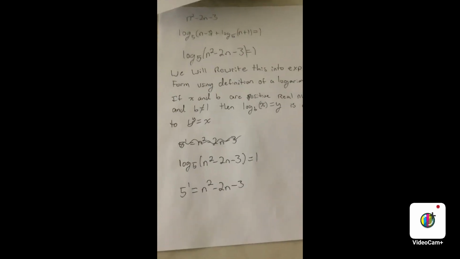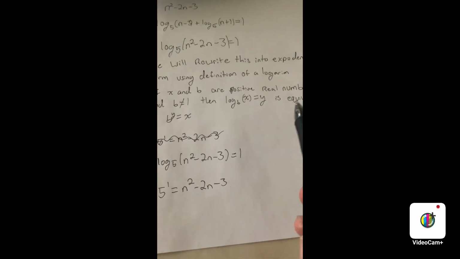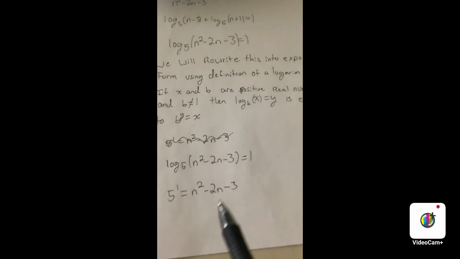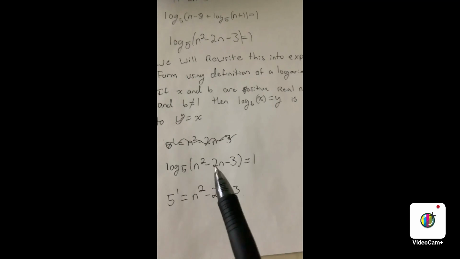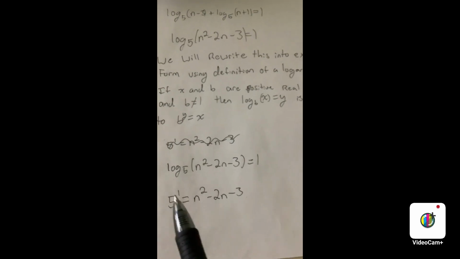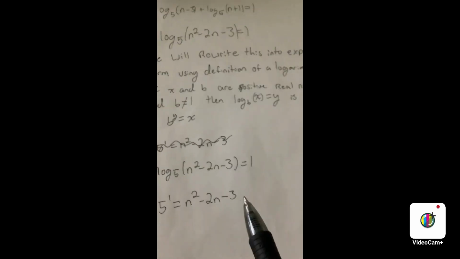So what we did was take the log base 5 and do exactly what the rule says it is equivalent to, b to the y equals x. So we took the 1 and the log base 5, took the 5, and put the 1 to the exponent, equals n squared minus 2n minus 3. So I just rewrote the equation. So we have n squared minus 2n minus 3 equals 5 to the 1.